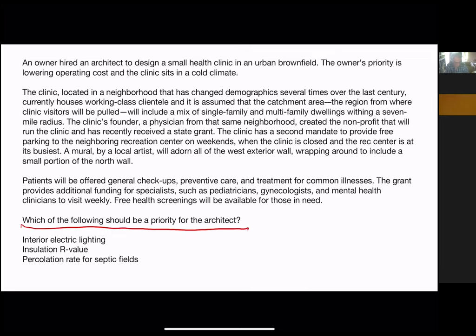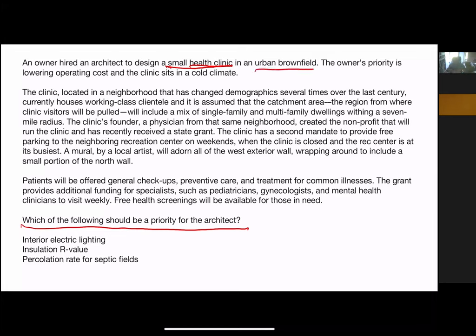And so we really have maybe four things that we need to know. One is that it's a health clinic, but that it's a small health clinic, which is maybe relevant. The fact that it's small means that it is probably more likely a skin load dominated building, which means that insulation is going to be more important than in a large building that has so much heat gain from people, lighting and equipment that generally we worry a little bit less about insulation. It's in an urban brownfield. And the owner's priority is lowering operating costs, and the clinic sits in a cold climate. So those are probably the four things that are most relevant.